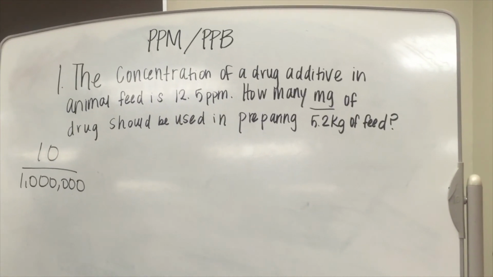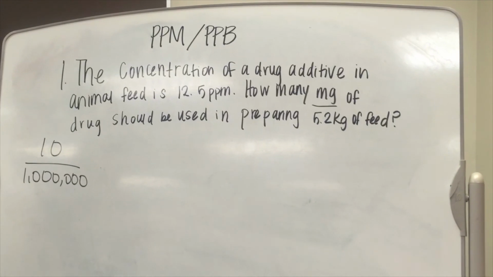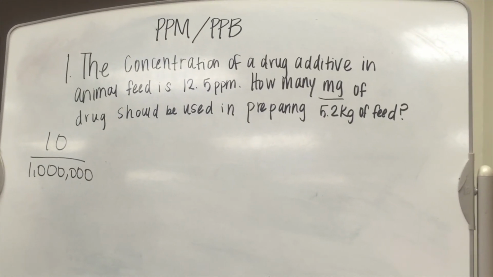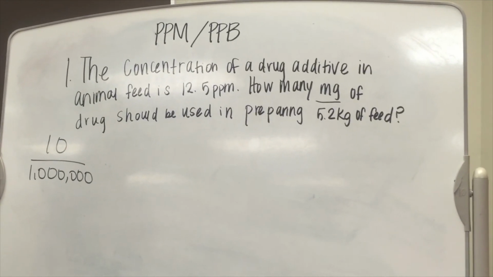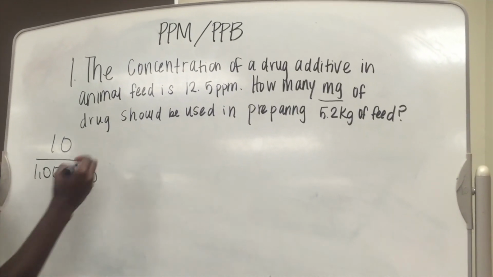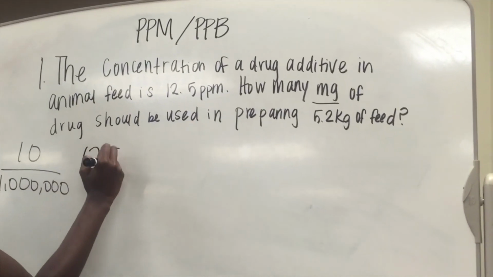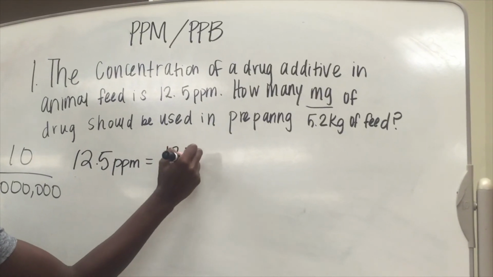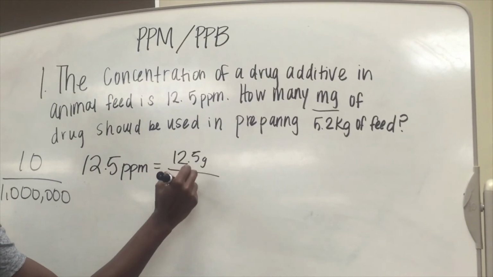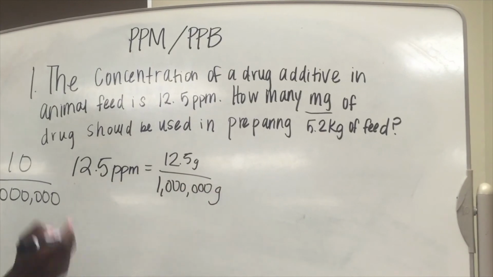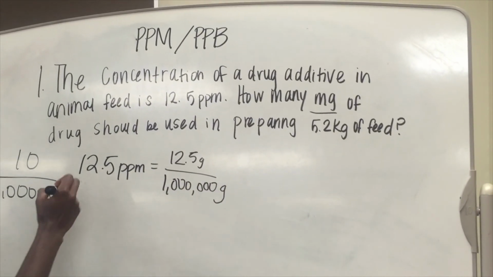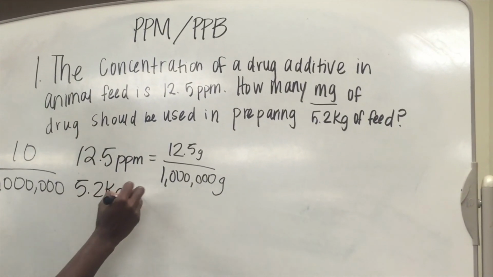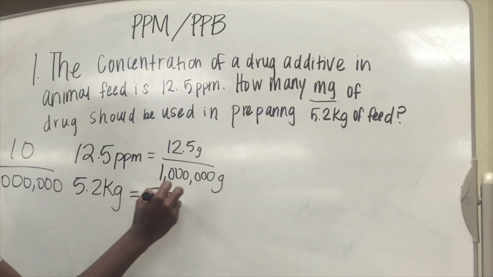So the question reads, the concentration of a drug additive in animal feed is 12.5 parts per million. How many milligrams of drug should be used in preparing 5.2 kilograms of feed? Let's first write what we're given. And that's 12.5 parts per million, which is equal to 12.5 grams over a million grams. Next, we have 5.2 kilograms of feed. Let's go ahead and put these in the same unit, and that'll equal 5,200 grams.